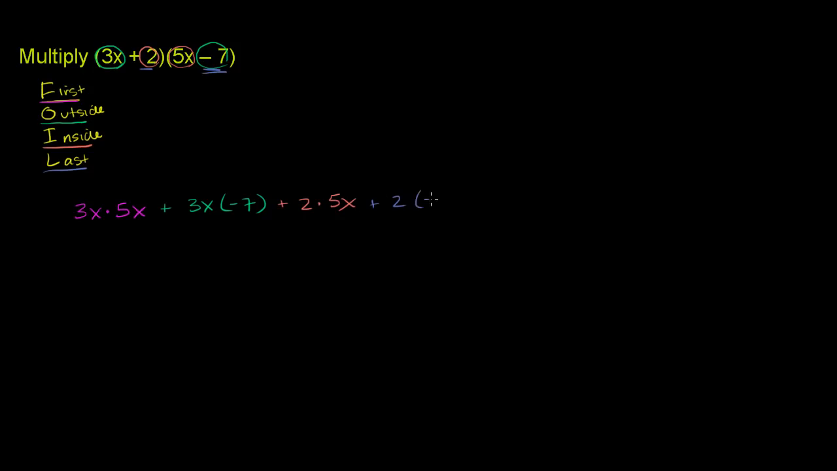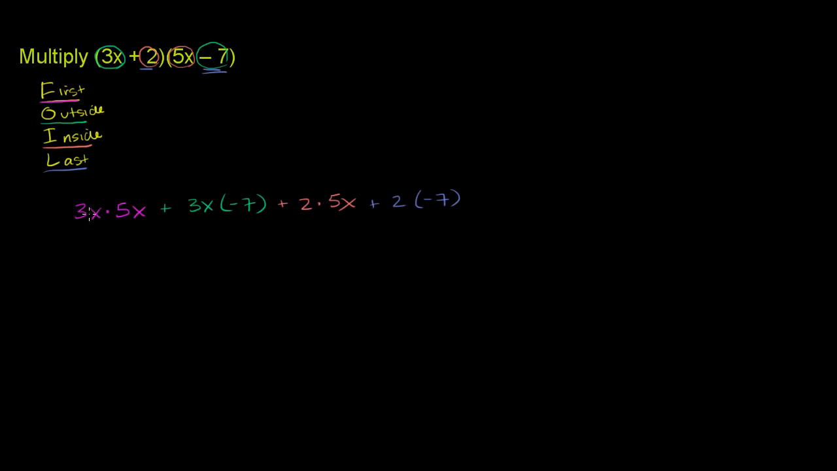So what you're essentially doing is just making sure that you're multiplying each term by every other term here. What we're essentially doing is the distributive property twice. We're multiplying the 3x times 5x minus 7. So 3x times 5x minus 7 is 3x times 5x plus 3x times negative 7. And we're multiplying the 2 times 5x minus 7 to give us these terms. But anyway, let's just multiply this out to get our answer.